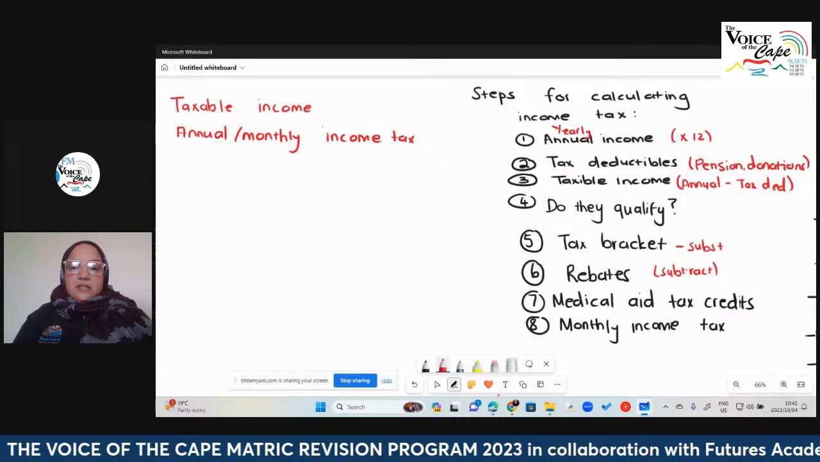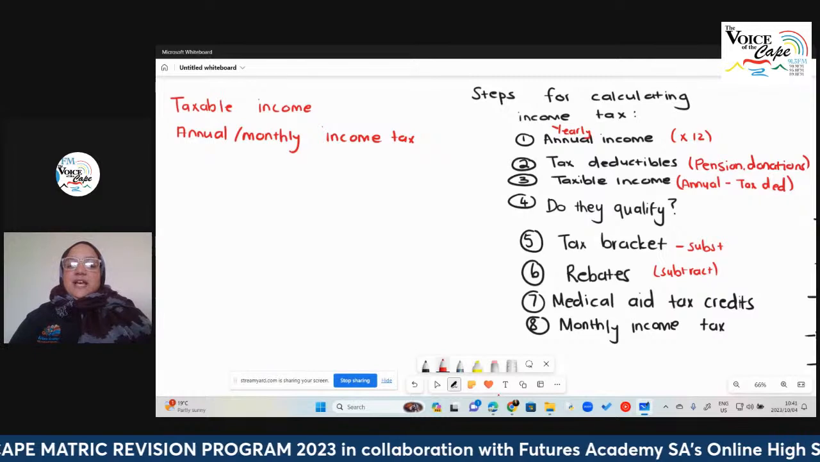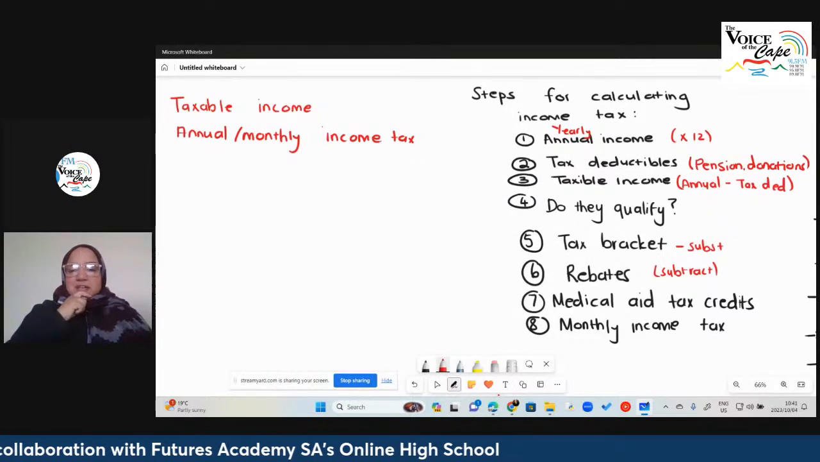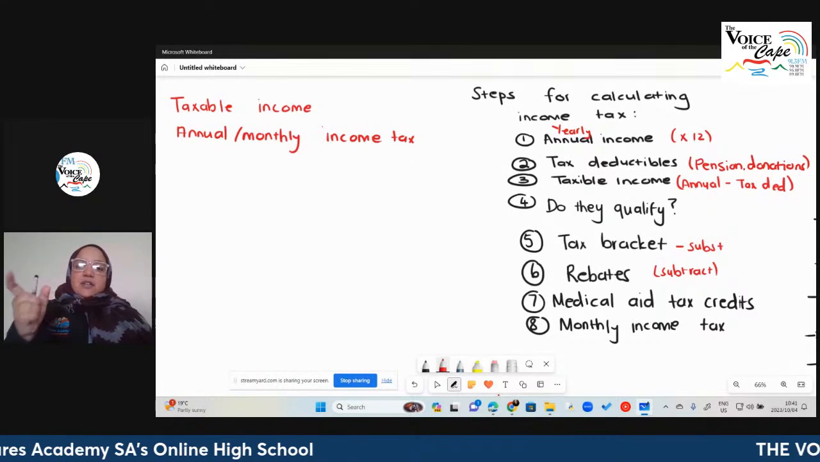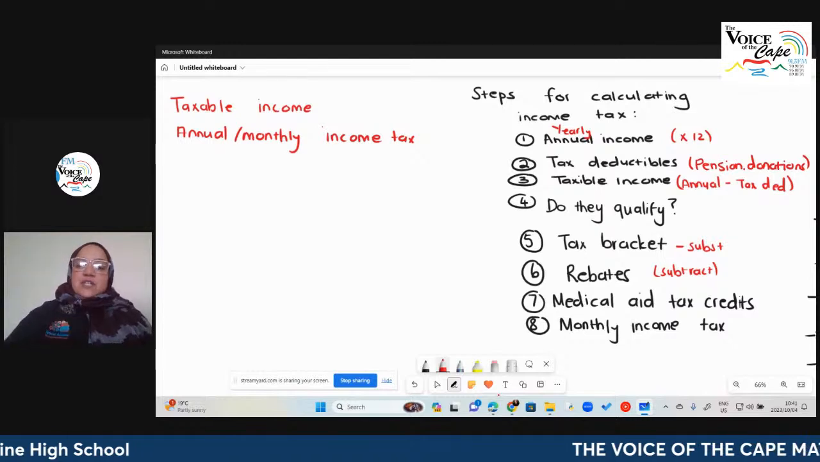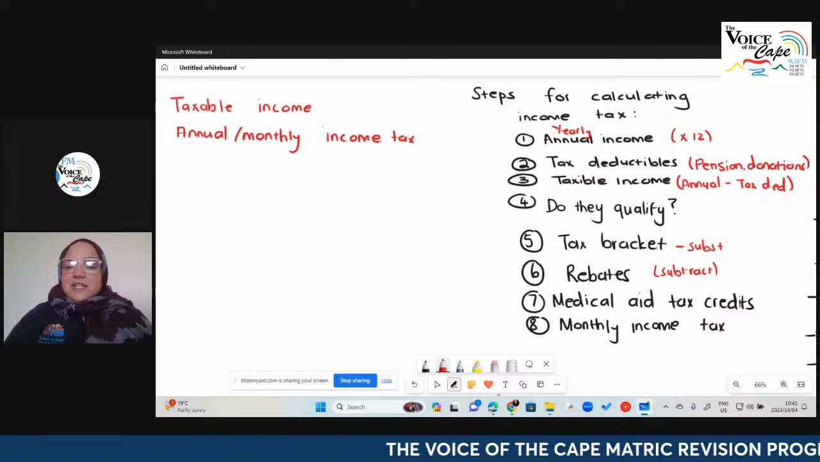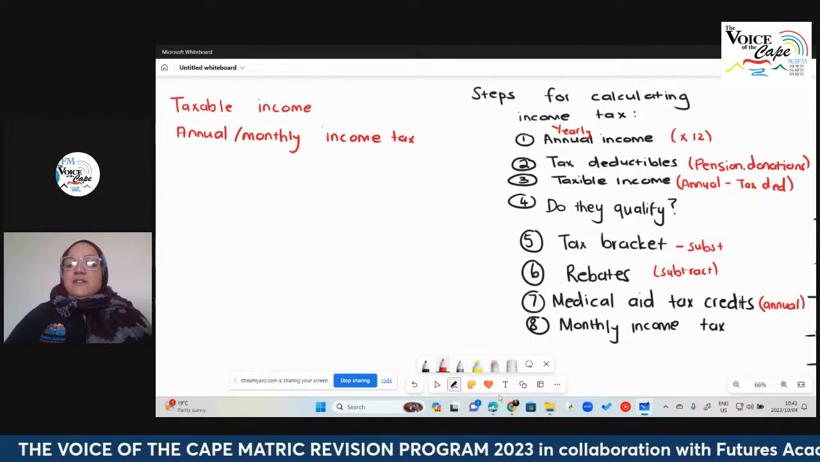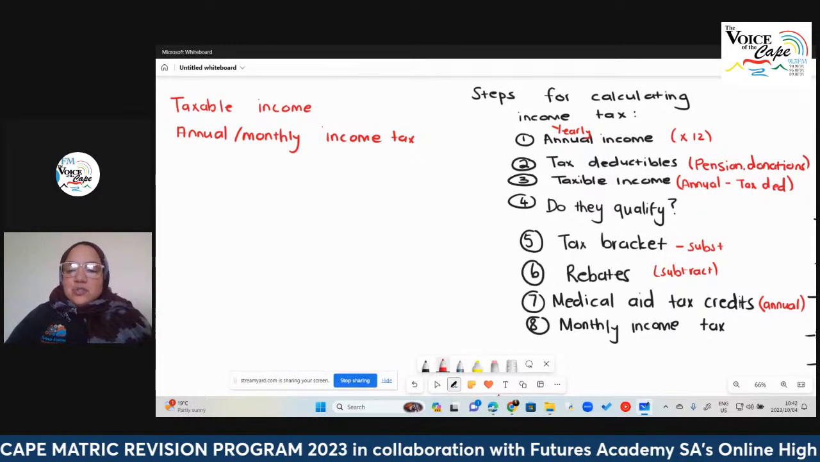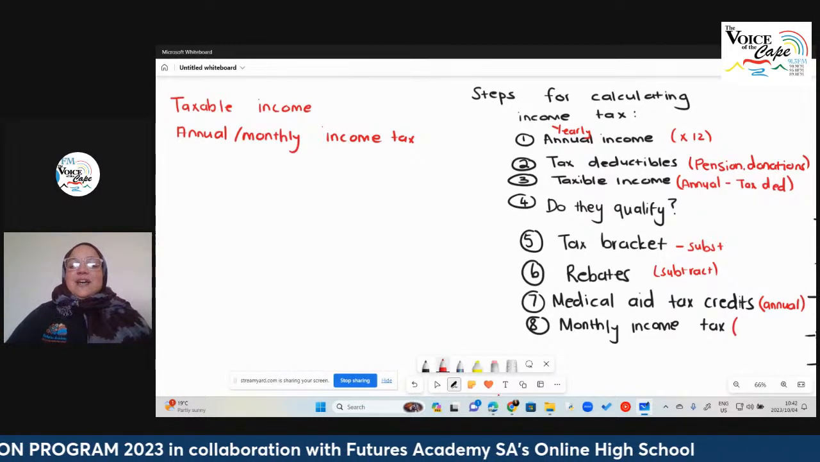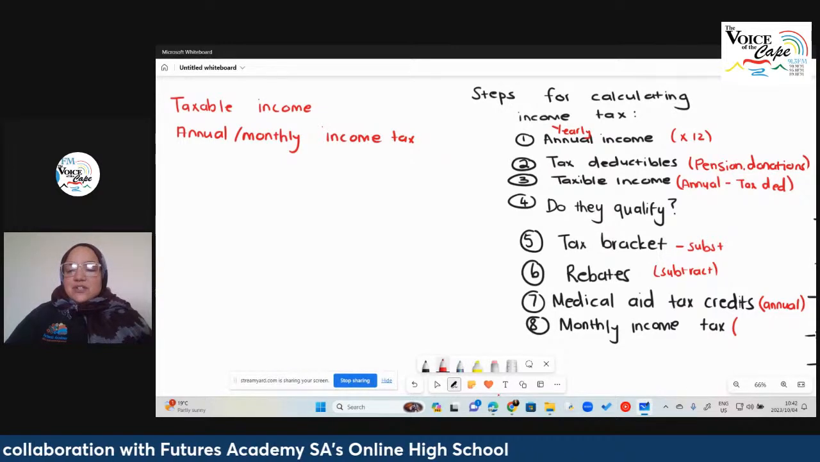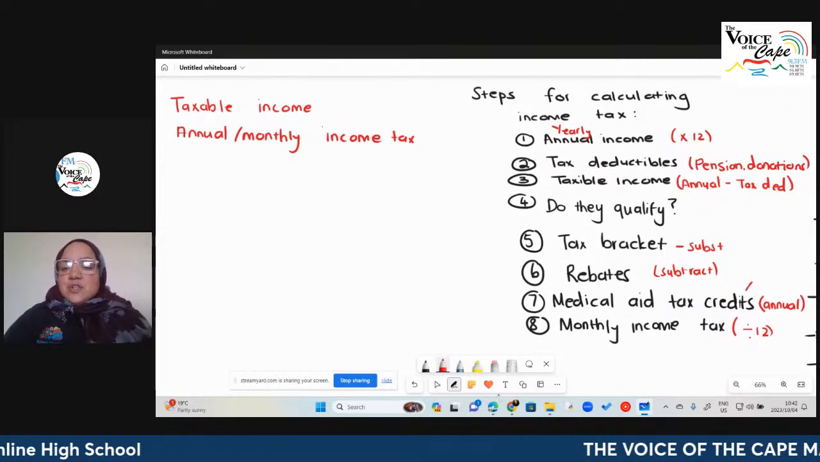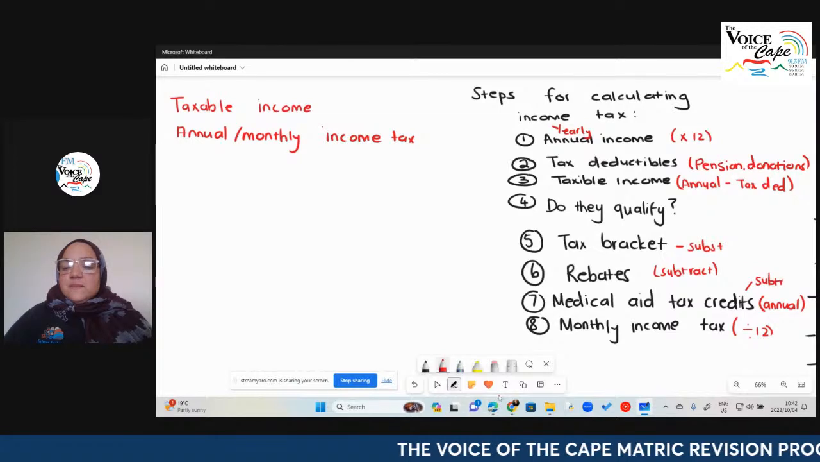So that's that one. The next thing is your medical aid tax credit. There's not an example on the SARS website that I found, but they'll give you the rate, and I'll show you an example of that as well. So the next thing you need to do is calculate your medical aid tax credit on an annual basis, so you'd probably have to multiply by 12. Then usually the last step is to get your monthly income tax. You take all of these things that you did and divide that by 12. Just note that the medical aid tax credits also get subtracted, just like the rebate.